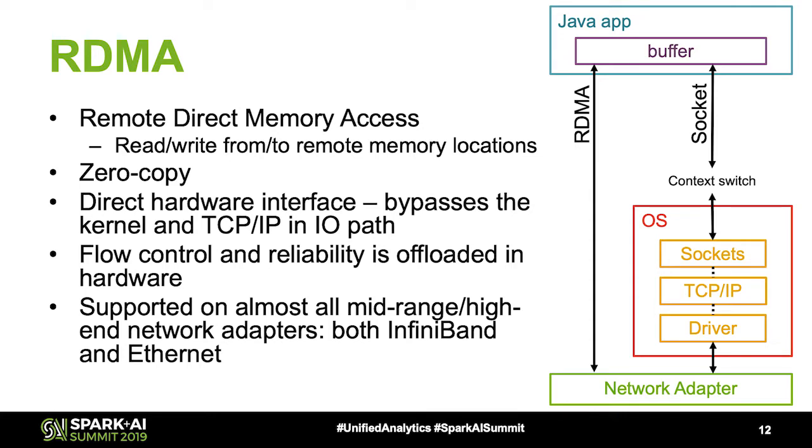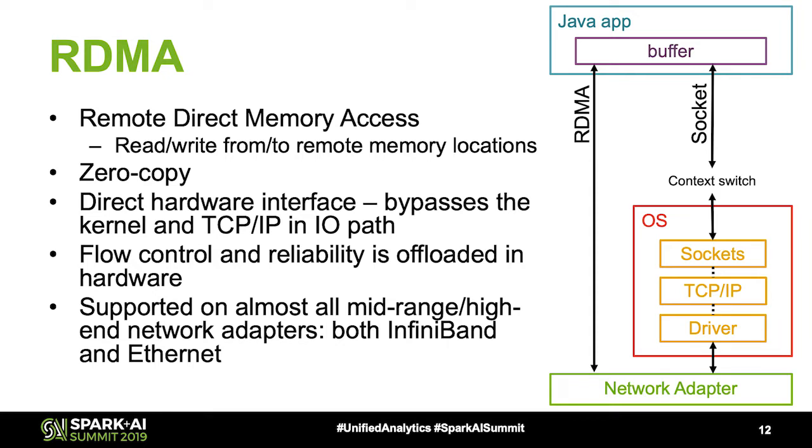On the right side here, we can see the different flows comparing RDMA and the traditional socket pipeline. Let's say you have a buffer in your Java application. On the socket interface, any kind of send or receive operation will have to context switch into the kernel so that the networking stack in the kernel can perform all of the necessary steps for this kind of transfer.